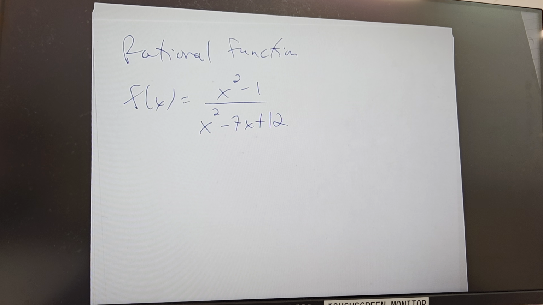This is a very small example, but I really dislike when teachers, and I'm sometimes guilty of this too, make things too recipe-ish instead of explaining why you do it. So factor it, great. Why? What's the motivation? If you forgot to do it, what would tell you to do it? Well, I gotta know when the top is 0 so I can see what the x-intercepts are. Okay. Why would I factor the bottom?